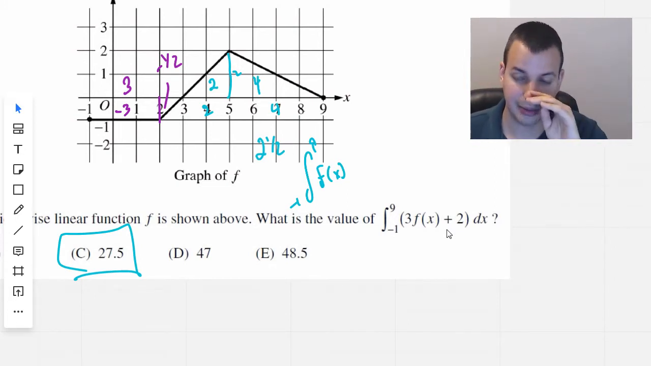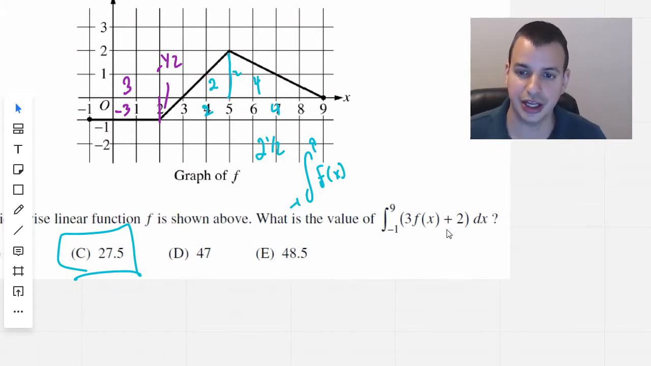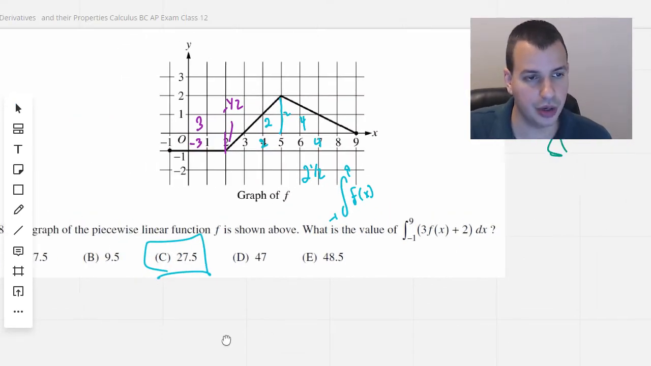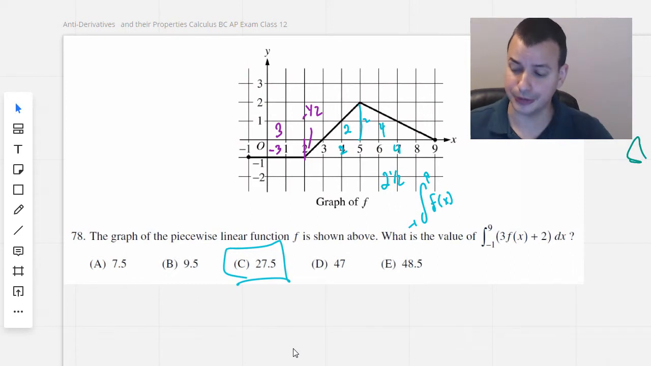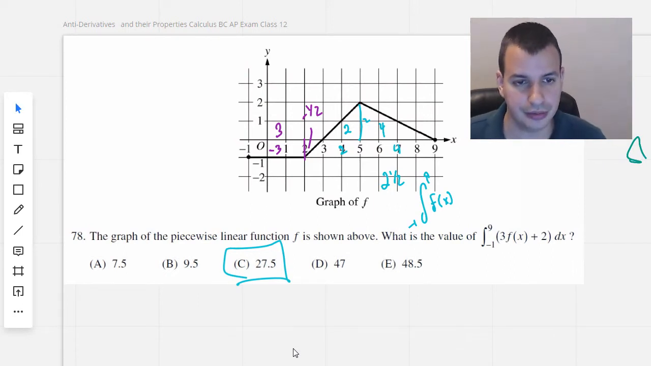2.5 times 3 became 7.5. We added that to 20, which is the area under the curve for y equals 2, and we got a total answer of 27.5. That's one of the ways we can use the properties of integrals to find a solution.